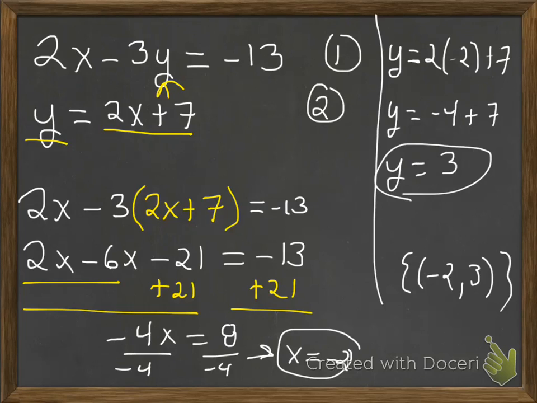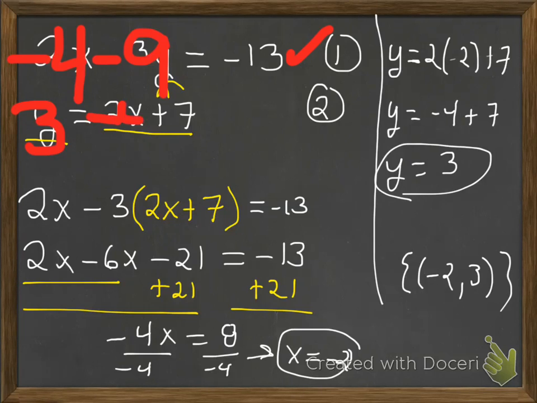If I wanted to check this real quickly, check it in both equations. Well, if the x is negative 2, when I plug it in to the first equation, I'll get a negative 4. And if y is 3, then I'll have 3 times 3, so I'll have minus 4 minus 9, that's negative 13. That looks good. And then, of course, it's going to work in the other equation. The y was 3. And then negative 2 times 2 will be negative 4. Negative 4 plus negative 4 plus 7 is 3. So it does work out.